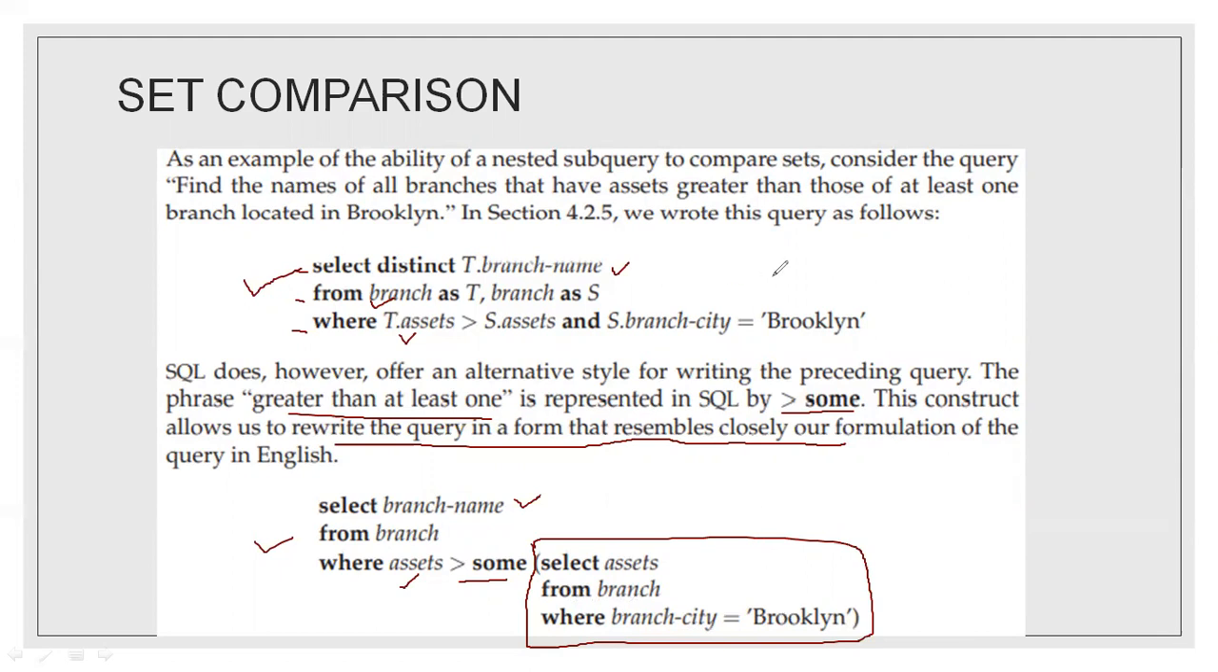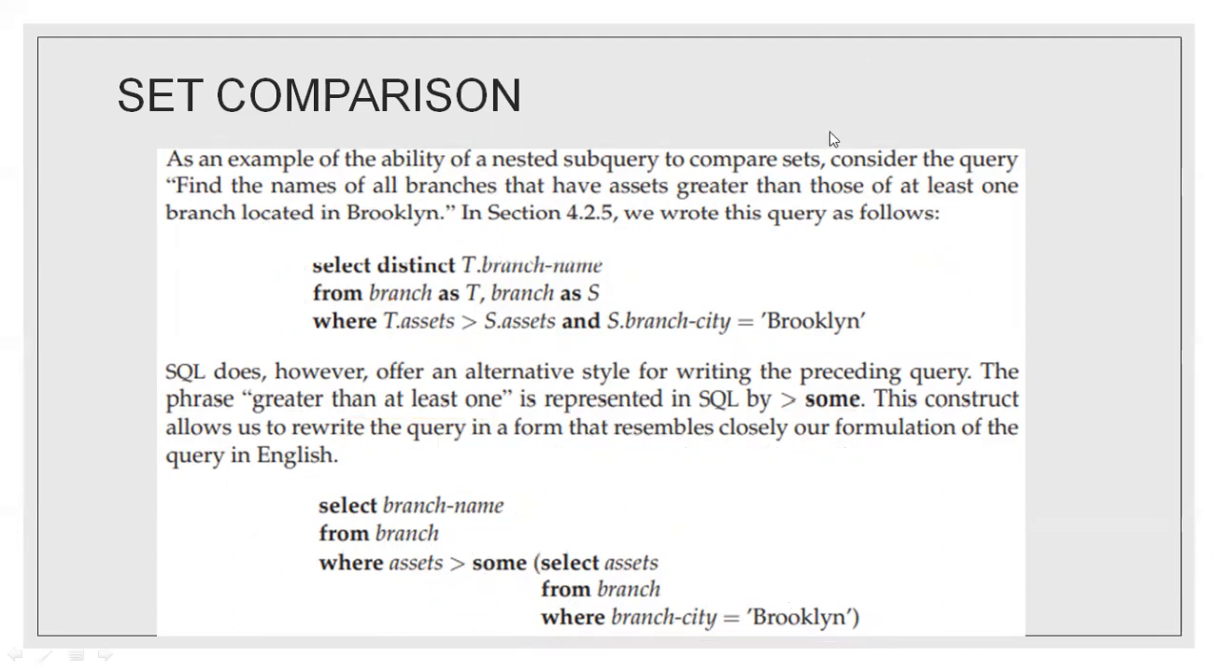So if you see carefully, this particular query seems more difficult than this one. So select assets from branch where branch city equal to Brooklyn. So all the assets from the branch Brooklyn will be given here. And this query will find out the names of all branches that have assets greater than those of at least one branch located in Brooklyn. So I hope you understood how the set comparison is done. So this is one more comparison use of nested subquery.